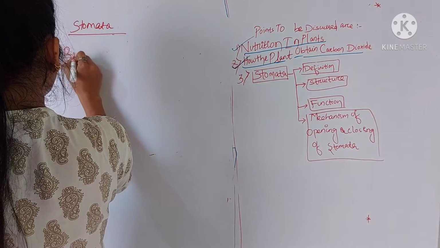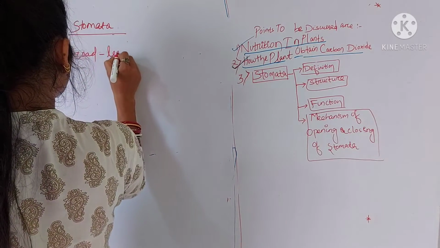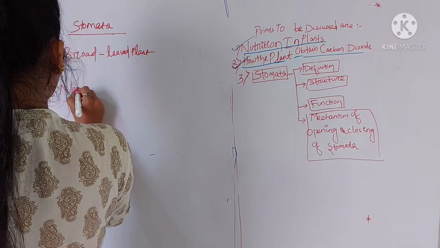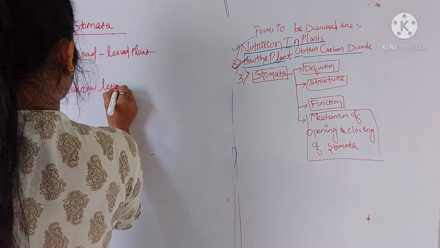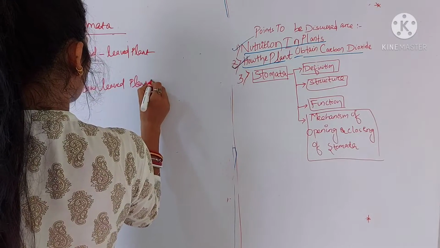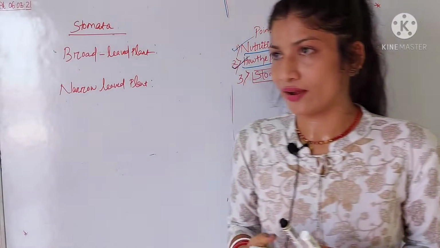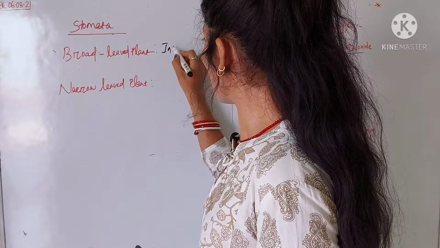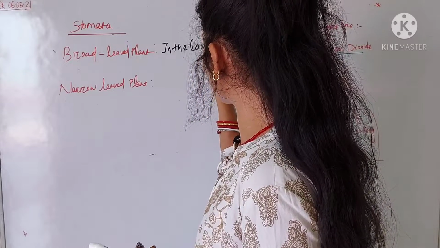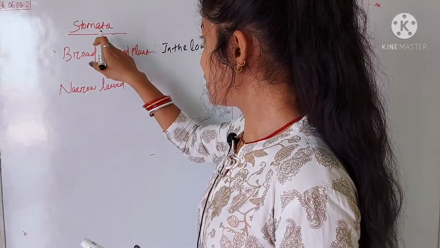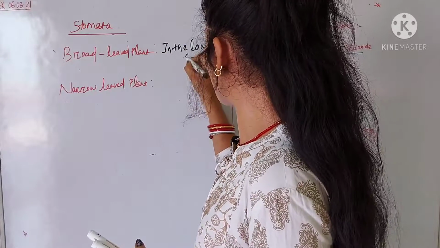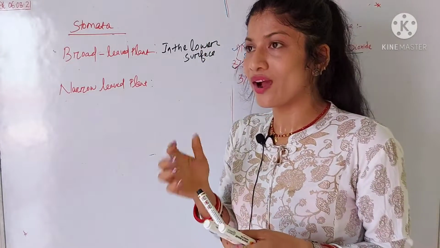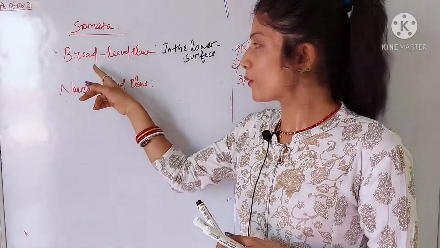Stomata: first, two types of leaves, broad-leaved plant and another one is narrow-leaved plant. In the broad-leaved plant, the stomata are present in the lower surface. Where the stomata are present, it is a 1 mark short question. The stomata are present in the lower surface in the broad-leaf plant.